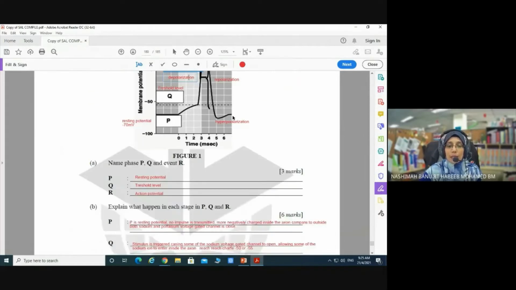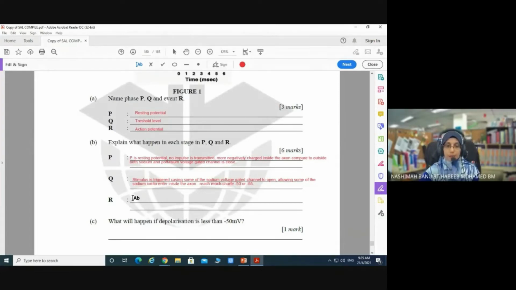Depolarization, okay. So what happened here? So you can understand here, you have to give the comparison from the threshold level. So more sodium voltage-gated channels are open, allowing more sodium to enter inside the axon. Okay, so what happened now?